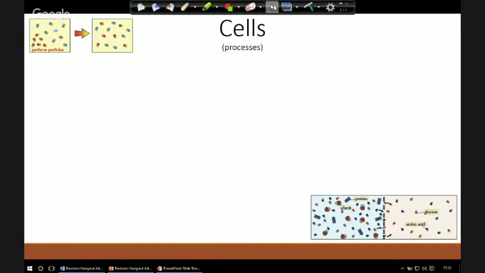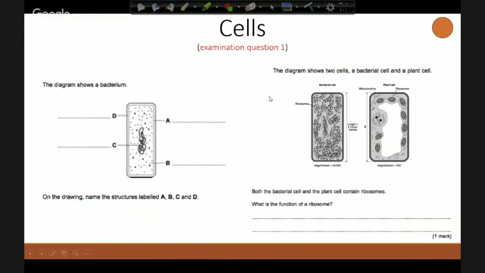So that's the content for cells. And we're starting now with a particular exam question taken from some specimen papers across all the different boards.